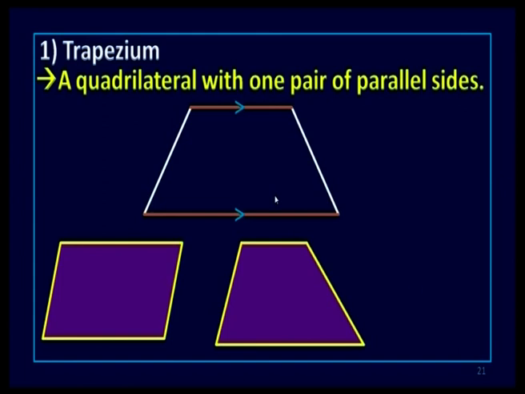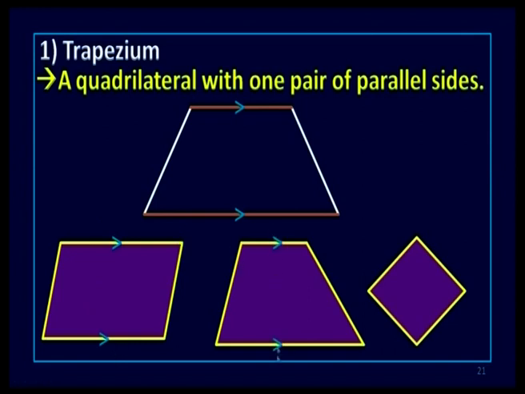Like this, I am taking 3 more figures, children, here. Here, these two sides are parallel, these two sides are parallel, these two sides are parallel. So, I can call them also trapeziums. So, children, when will a quadrilateral become a trapezium? If a pair of opposite sides are parallel to each other.